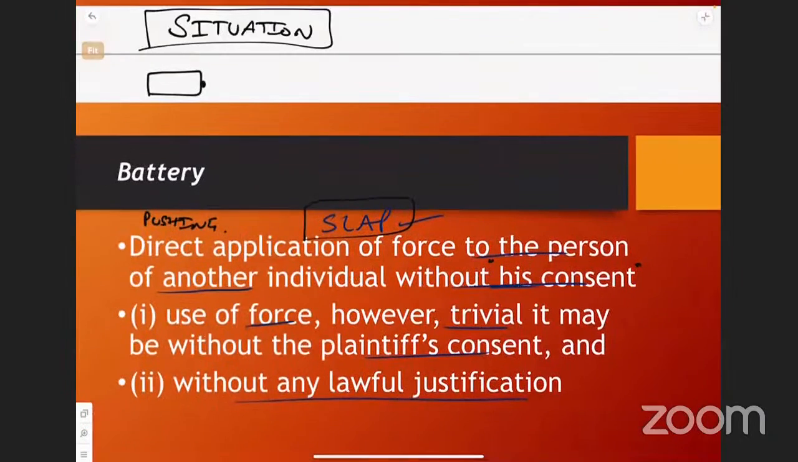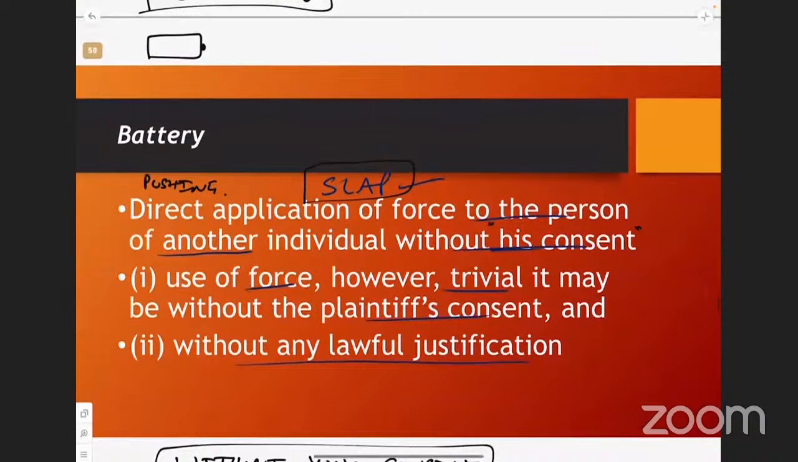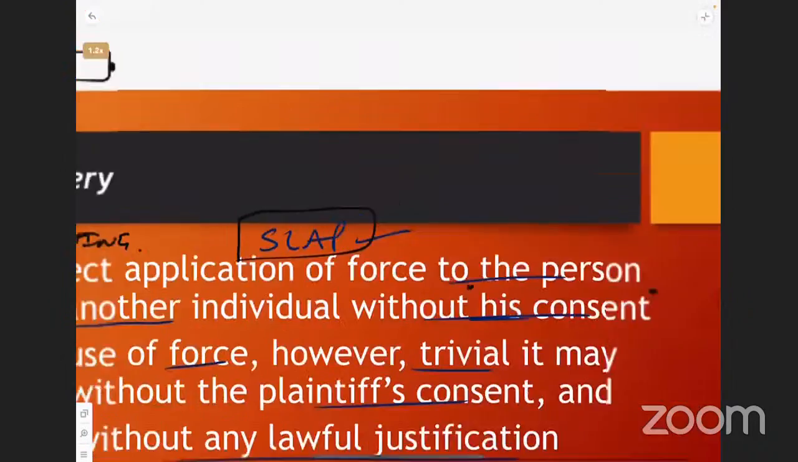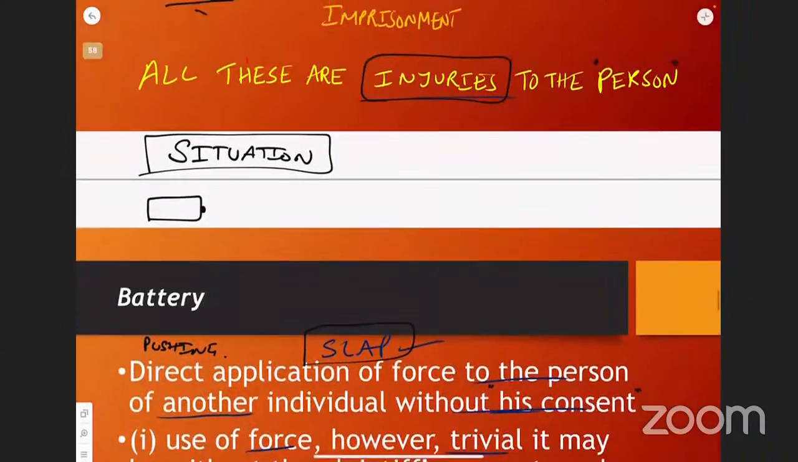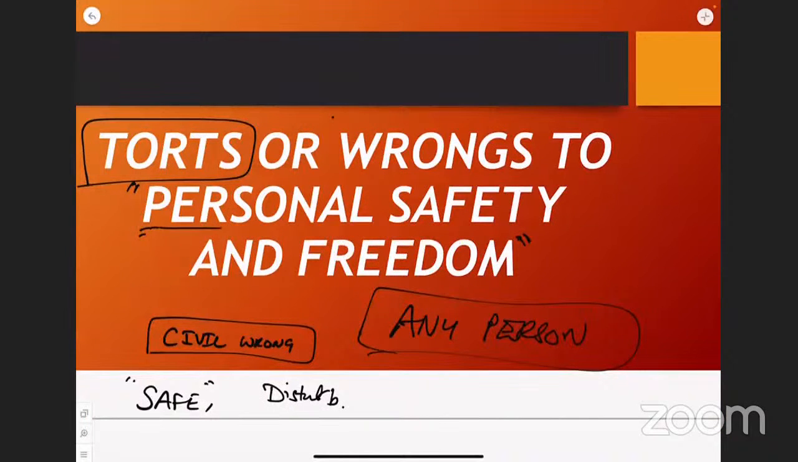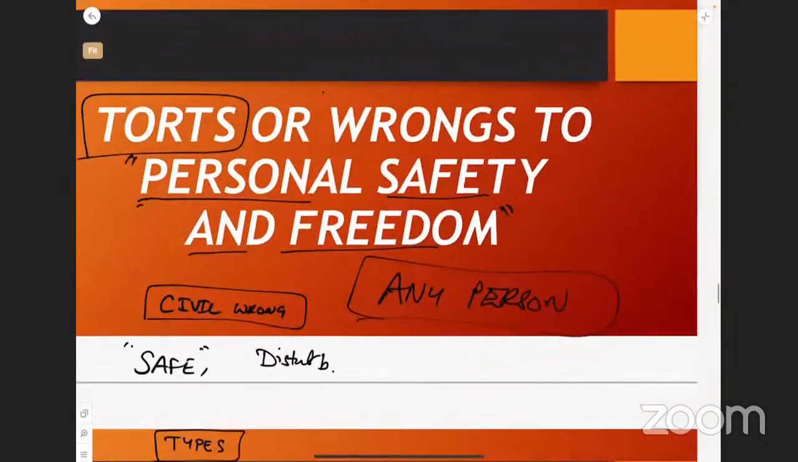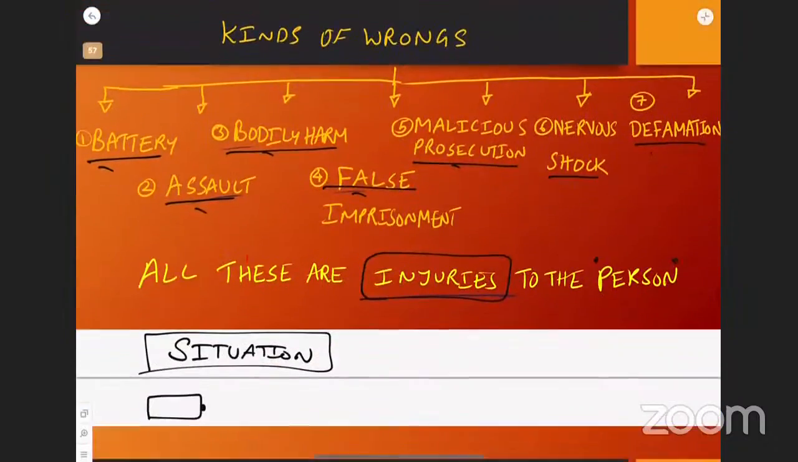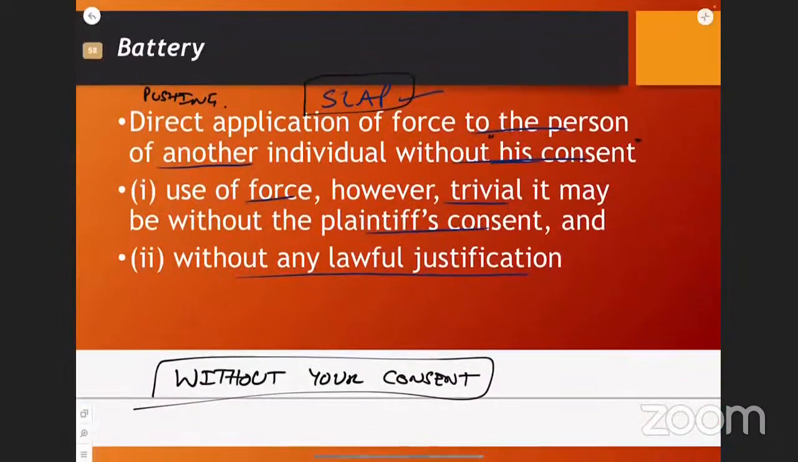So that is without any rights, without any justification. I'm going to push you. Forget slapping, I'm just going to push you. Imagine that. How will you feel? So that is nothing but it is against your personal freedom and your safety. Correct? So, if there is direct application of force to another individual without the consent, then we will call it a battery without the consent.